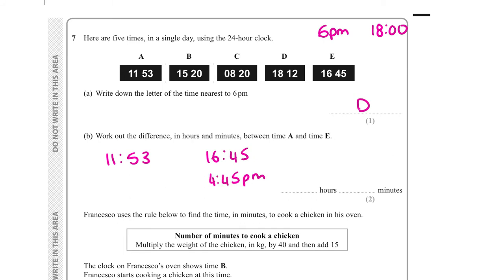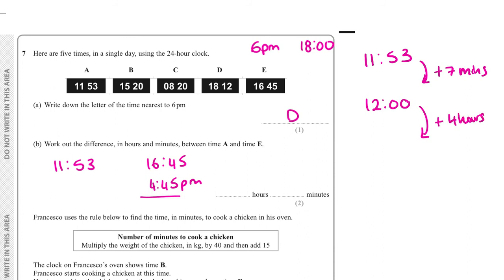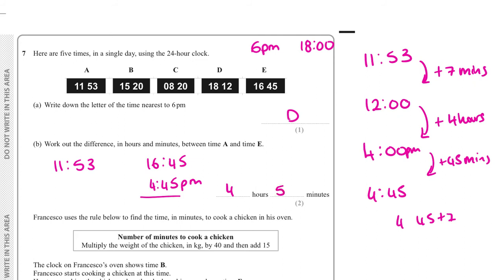Now when I'm working out this, I like to think about what's happening here. So 11:53 to the nearest hour is plus 7 minutes, isn't it? If we plus 7 minutes, we're going to get to 12 o'clock. Now, if I need to get to 16:45 or 4:45 p.m., I know if I add 4 hours, I get to 4 p.m. And then I just need to add 45 minutes. So you can draw it like this if you want, if you find it easier. Sometimes I find it easier to lay everything out. So that means I have 4 hours, 45 minutes plus 7 minutes is 4 hours and 52 minutes.